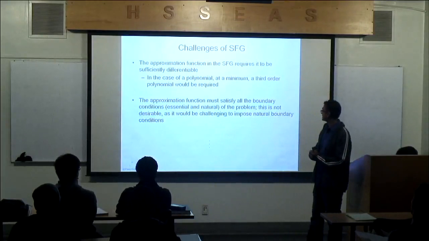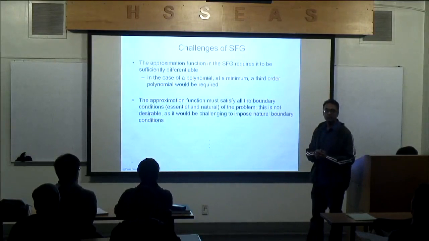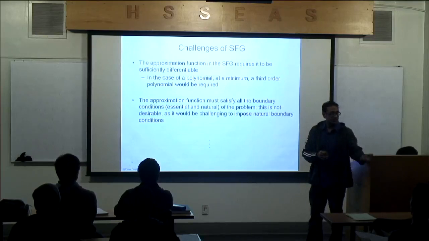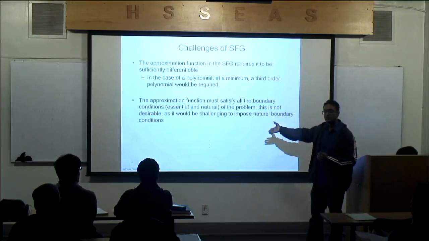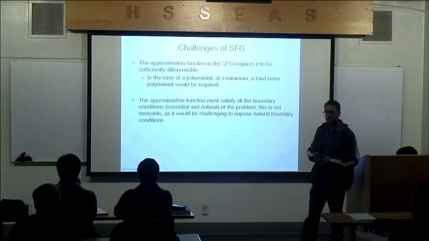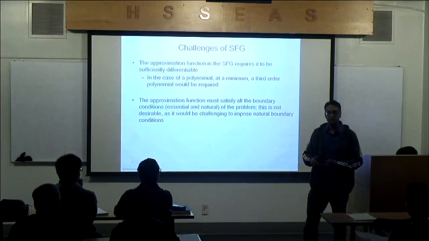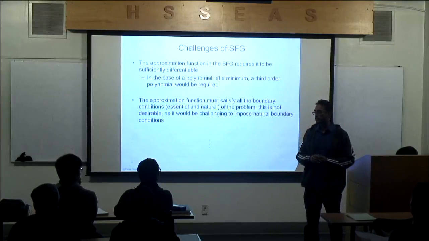So fourth order polynomial, and the approximation function must satisfy all boundary conditions, essential and natural. But it will be very difficult to select an approximation function and make sure that it also satisfies natural boundary conditions. For this problem, it's easy. It was easy and doable. But say for an airplane or an aircraft, if I need to also satisfy natural boundary conditions, it will be very difficult to do that in a finite element scheme.